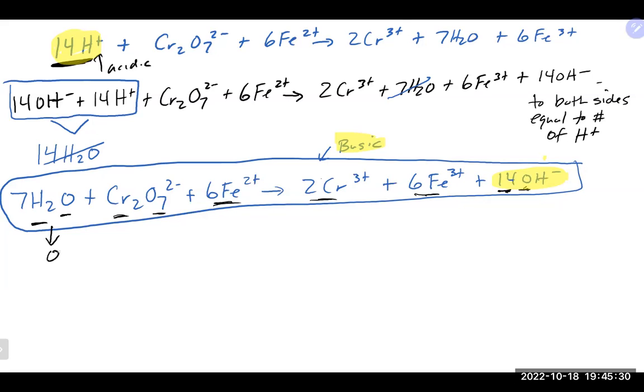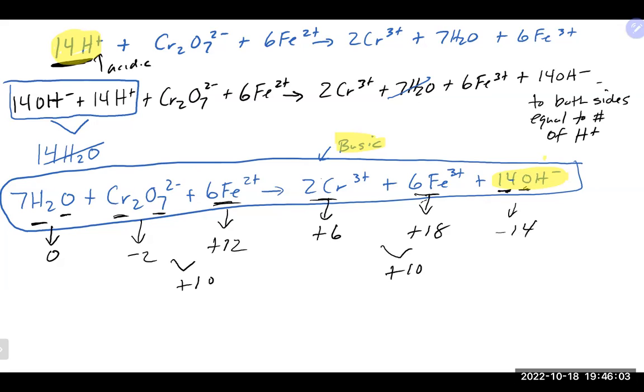This water is going to contribute 0. This guy is going to contribute -2. This guy is going to contribute 6 times 2, which is plus 12, which means overall charge on the left-hand side is plus 10. Right-hand side, this guy is going to contribute 2 times 3, which is plus 6. 6 times 3, which is plus 18. And 14 times -1 is -14. That is plus 18 and -14 is plus 4, and plus 6 is plus 10. Yeah. So once again, it is balanced both in terms of charge on both sides and elements on both sides.